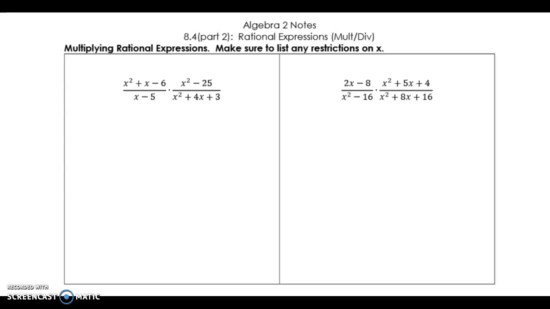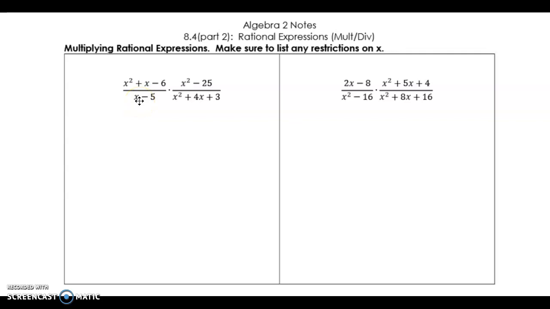Algebra 2 Notes, 8.4, Part 2, Rational Expressions, Multiplying and Dividing. Multiplying rational expressions. Make sure to list any restrictions on x. Again, I'm not going to ask you to list the restrictions on x, but I will go through it if you want to look at it.